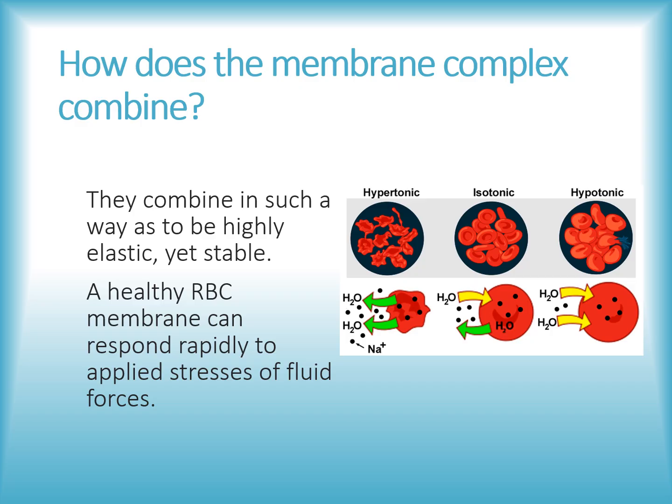If you think about changes in electrolytes, where we may have a hypertonic or an isotonic or a hypotonic environment, depending on the salts and the other electrolytes that are present, our red blood cells need to be able to adapt to those stresses so they can swell or they can shrink accordingly.